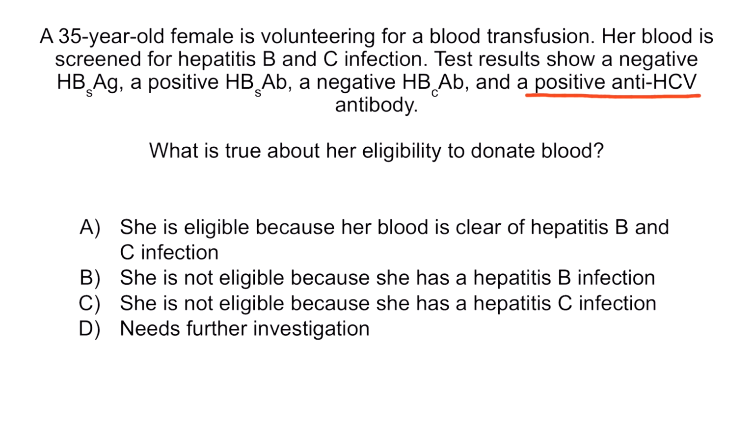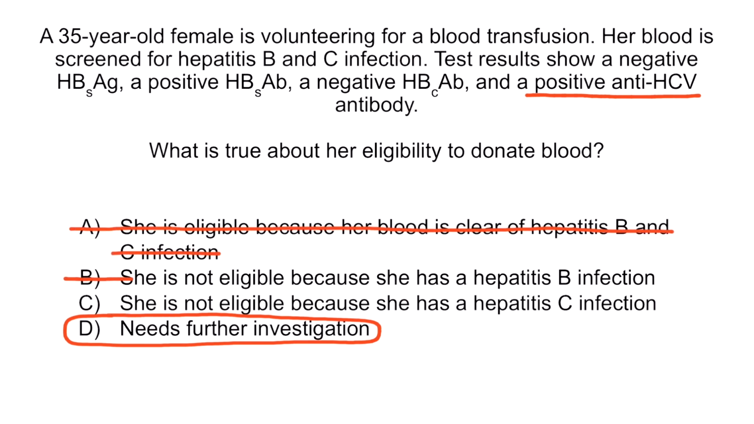So the correct option is D, needs further investigation. All other options are clearly wrong because it's not possible to declare her as eligible or ineligible without first confirming her Hep C status. And that concludes our section on viral hepatitis.